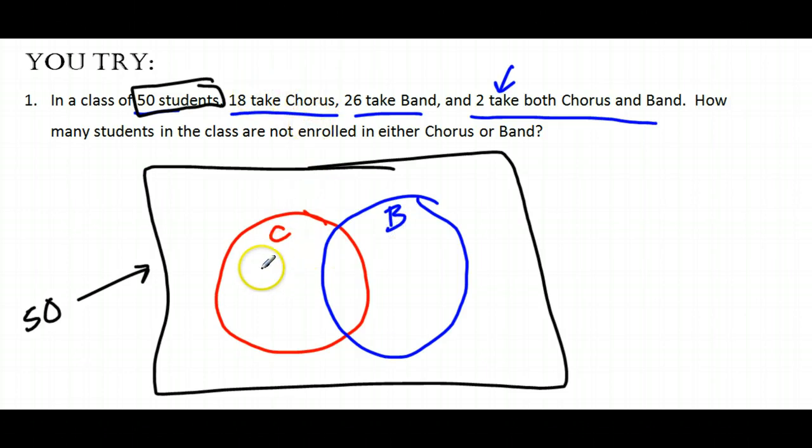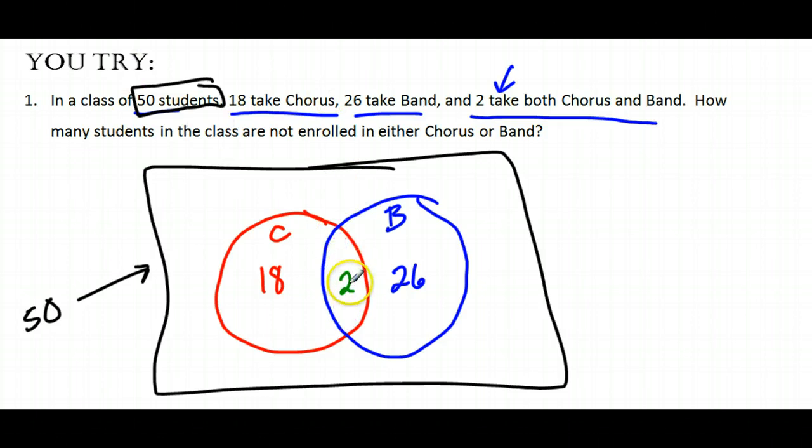So 18 take chorus, 26 are in band, and 2 are in chorus and band. But this actually isn't how it works, because I know that 18 are in chorus, but if I look in the chorus circle, I've actually got 20. So what we have to do here is we start with this 2. We know that there's 2 people that are in both. There's 2 people that are involved in both things.